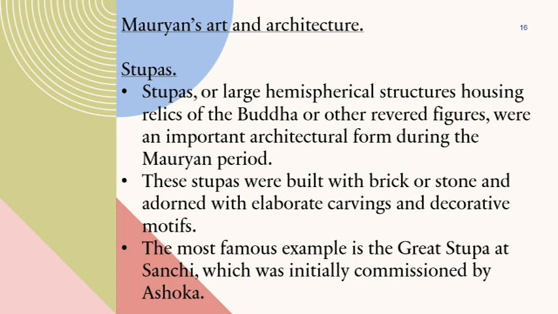Stupas. Stupas, or large hemispherical structures housing relics of the Buddha or other revered figures, were an important architectural form during the Mauryan period. These stupas were built with brick or stone and adorned with elaborate carvings and decorative motifs. The most famous example is the Great Stupa at Sanchi, which was initially commissioned by Ashoka.